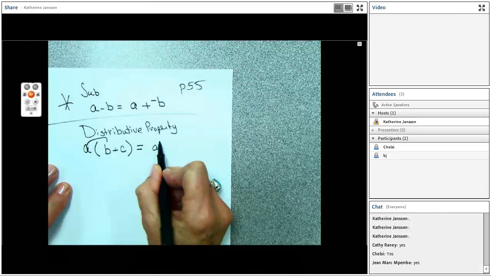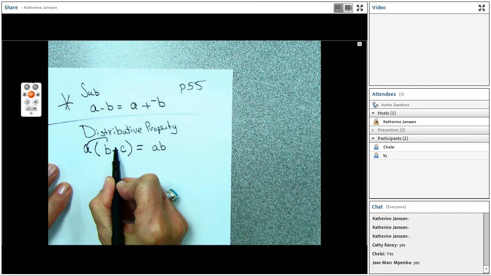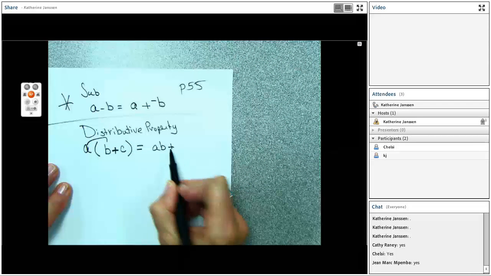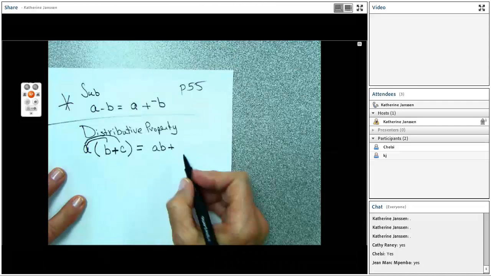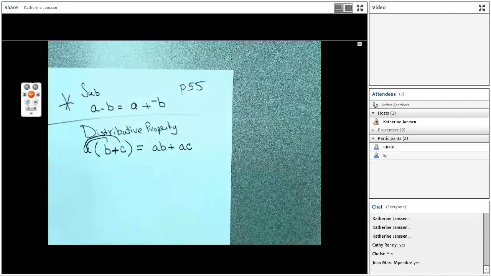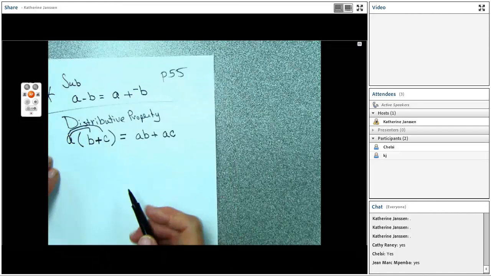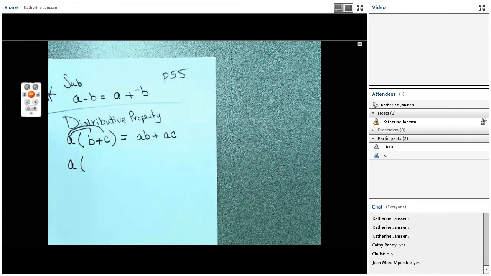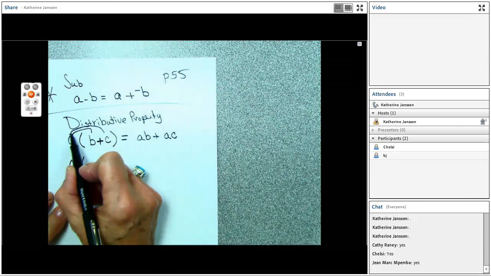So we're distributing A times the first term. That'd be AB. Pick up your sign and distribute A times the next term. That would be A times C. The distributive property. A times every term within the parentheses. And then we might be able to collect like terms and simplify it from there. That's the distributive property of multiplication over addition.